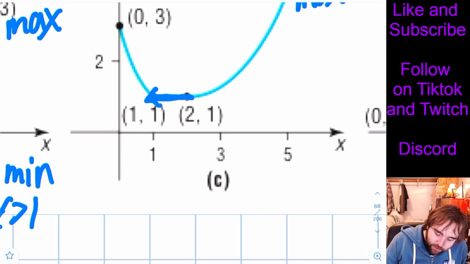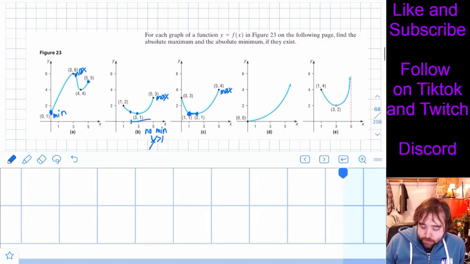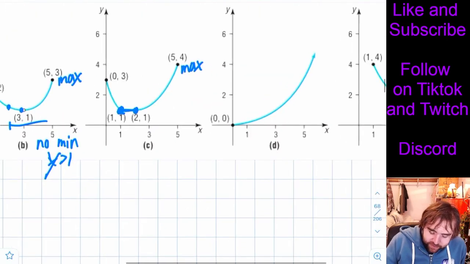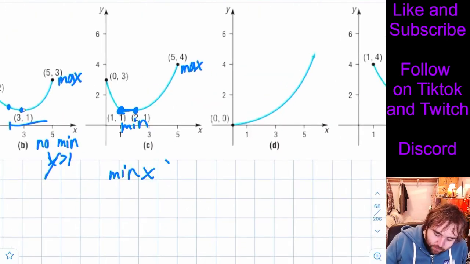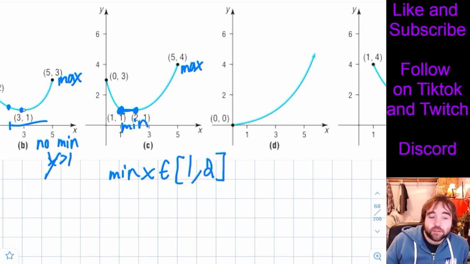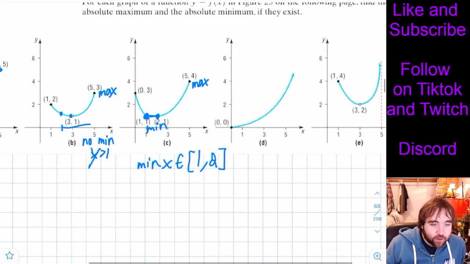So some people may be tempted to say that this has no minimum. I would say that this has multiple minimums. This has an infinite number of minimums. This has the minimum in this whole range. It's got a minimum from x... So you write it like this, right? Anything between 1 and 2 will give you a minimum for this graph.